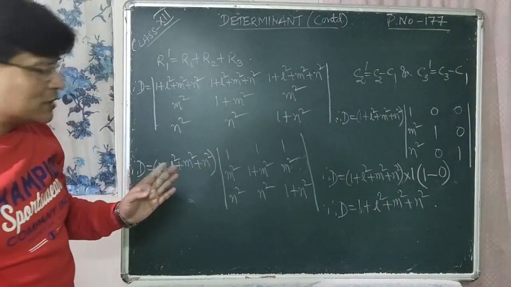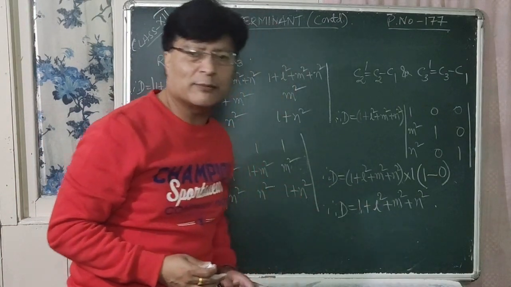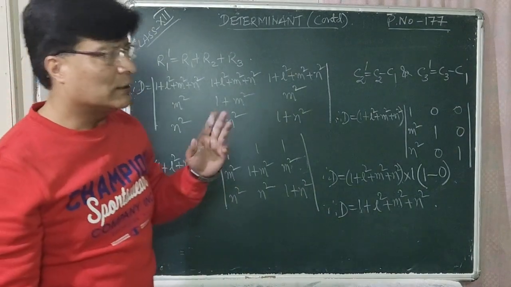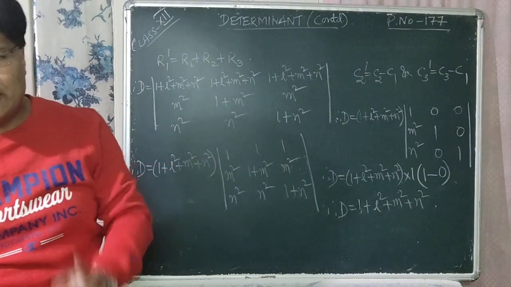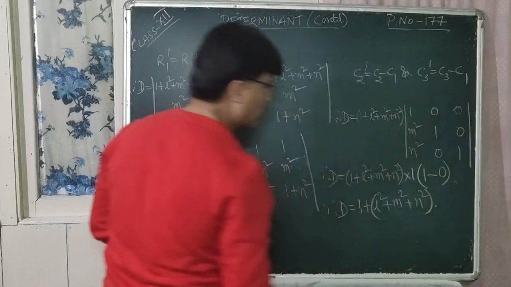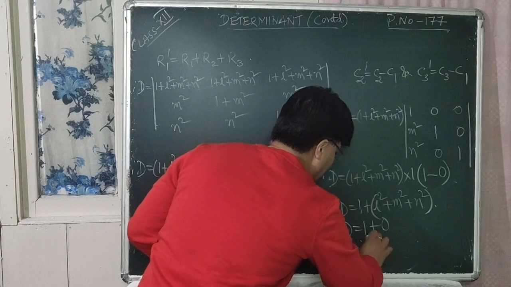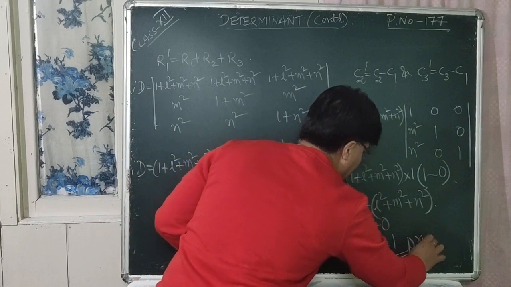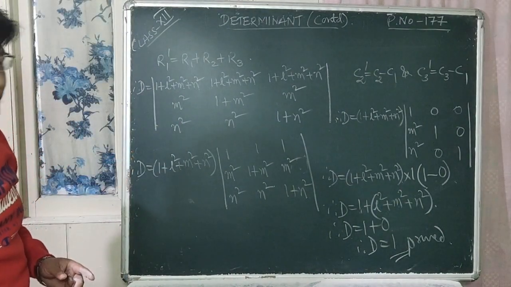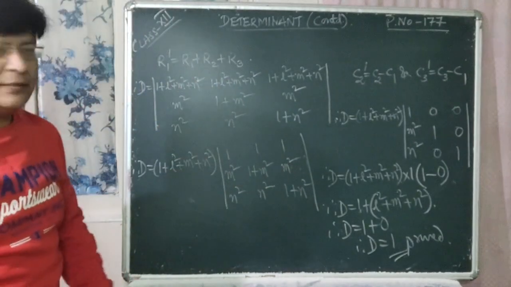So, what is the final term here? That is D is equal to 1 plus l square plus m square plus n square, right? But in the question, the condition was given there, l square plus m square plus n square is equal to what? 0. You can put the value of l square plus m square plus n square here. That is D is equal to 1 plus 0. That means D is equal to 1. So it is proved. Is that clear to all of you? So we have got the answer. That is D is equal to 1, which is equal to right hand side.